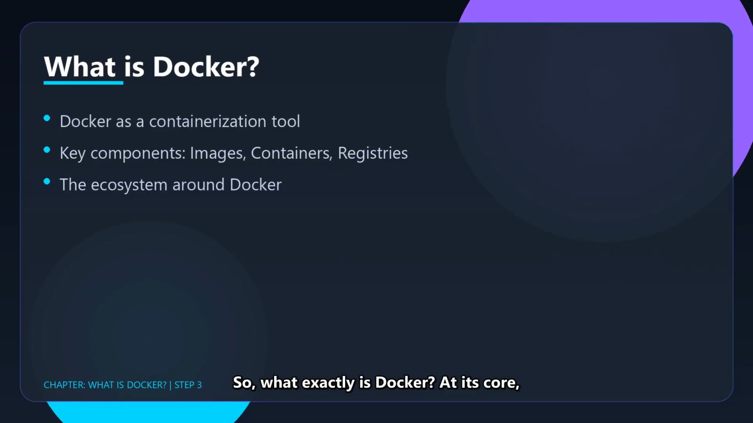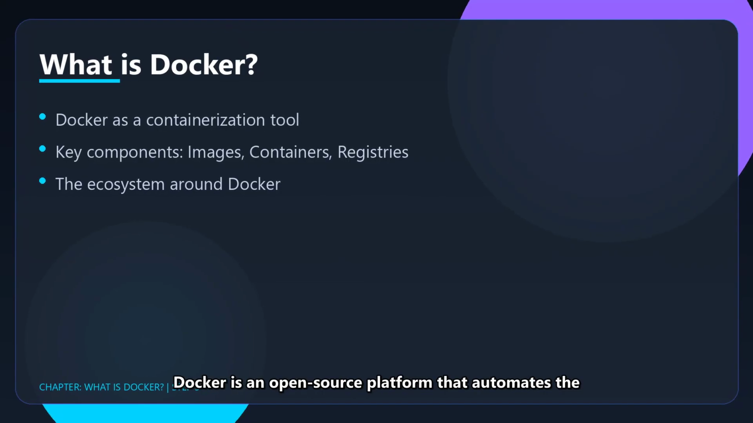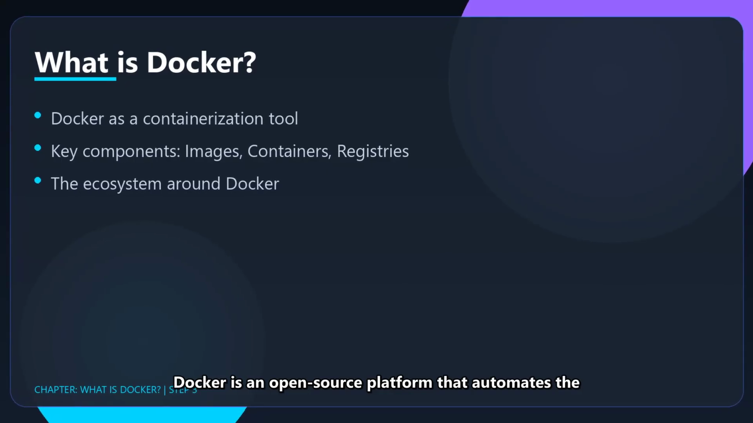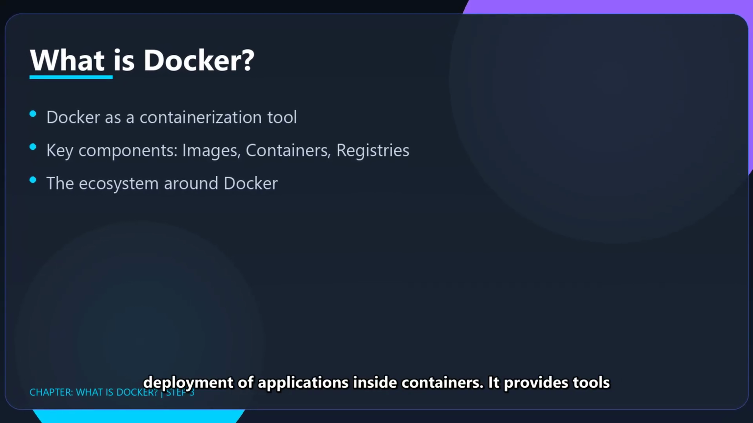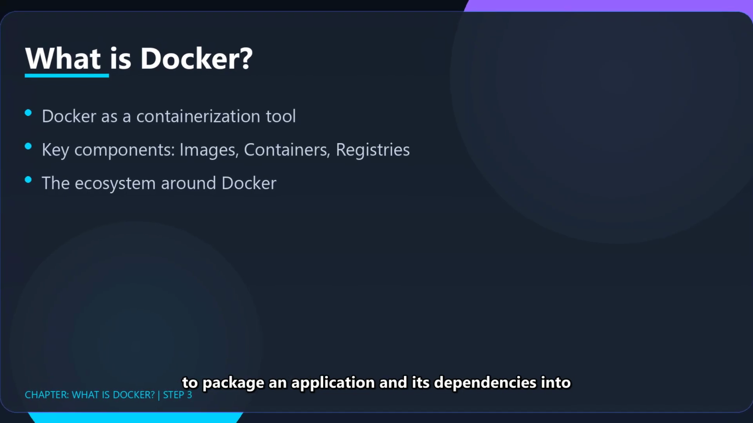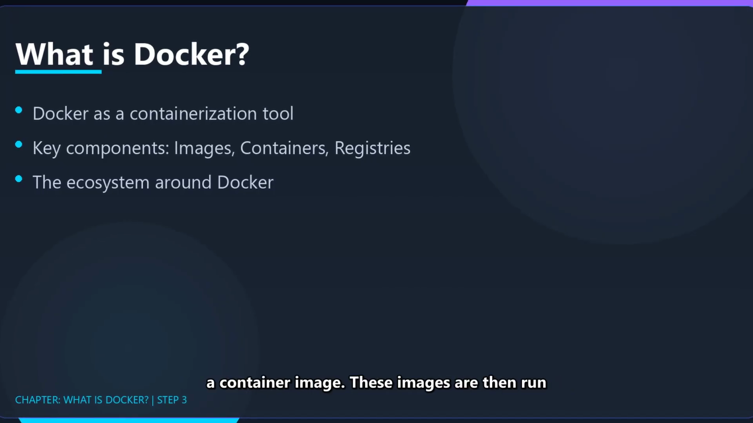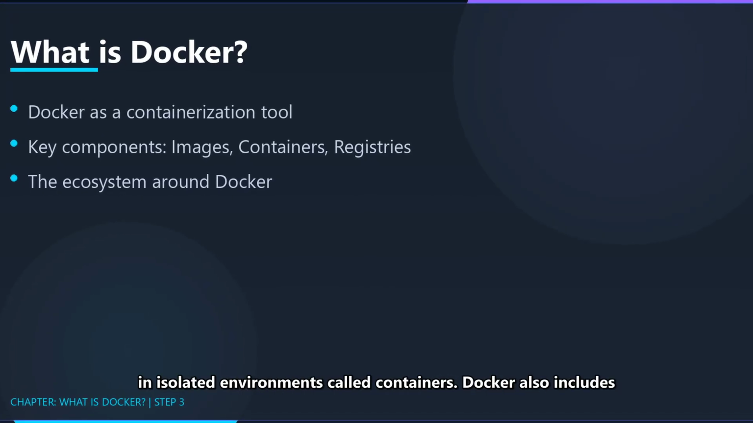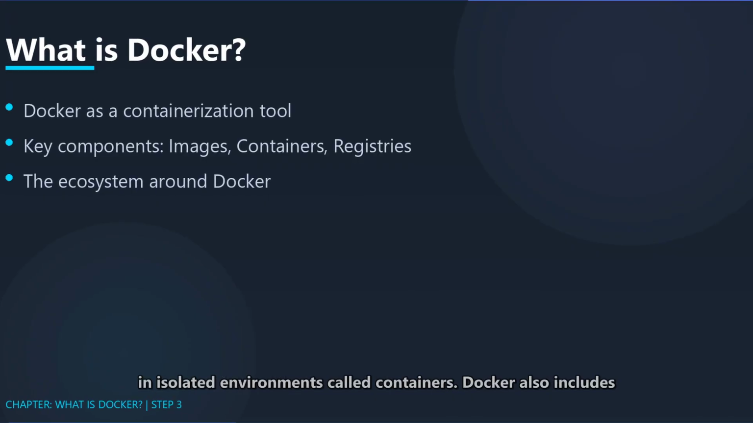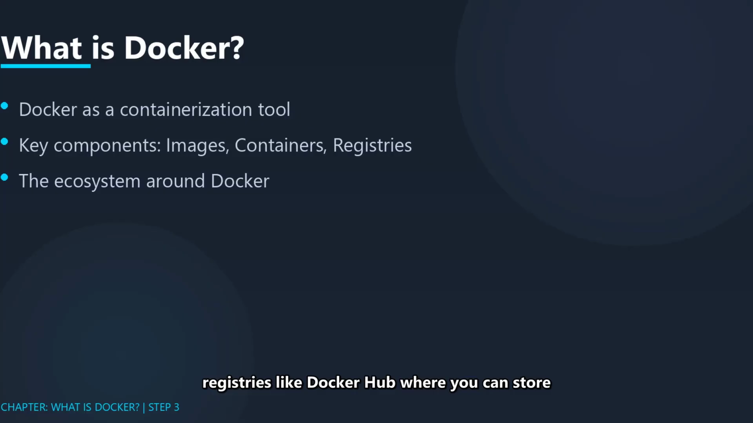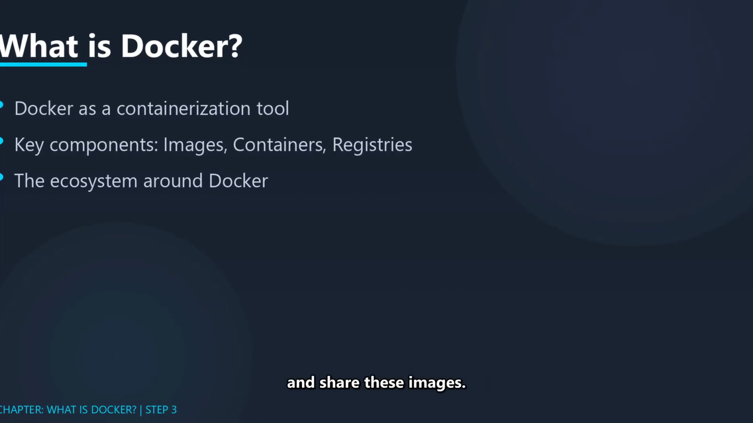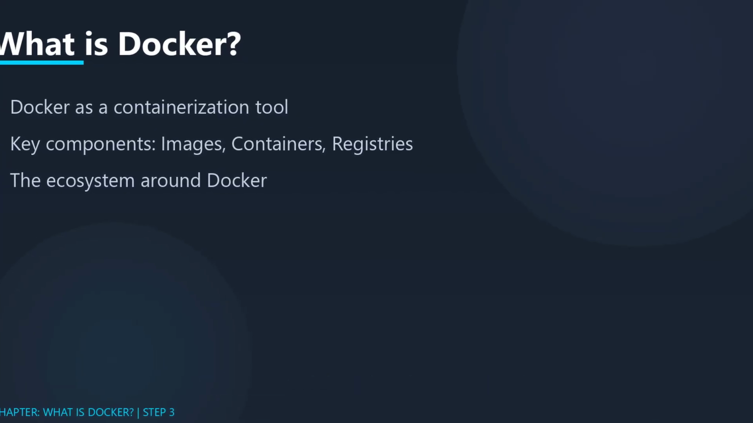So, what exactly is Docker? At its core, Docker is an open-source platform that automates the deployment of applications inside containers. It provides tools to package an application and its dependencies into a container image. These images are then run in isolated environments called containers. Docker also includes registries like Docker Hub where you can store and share these images.